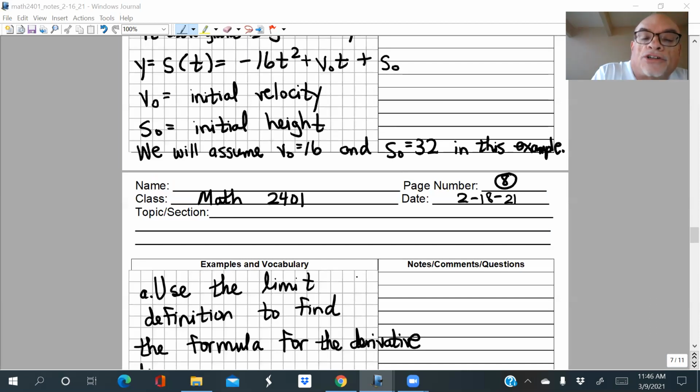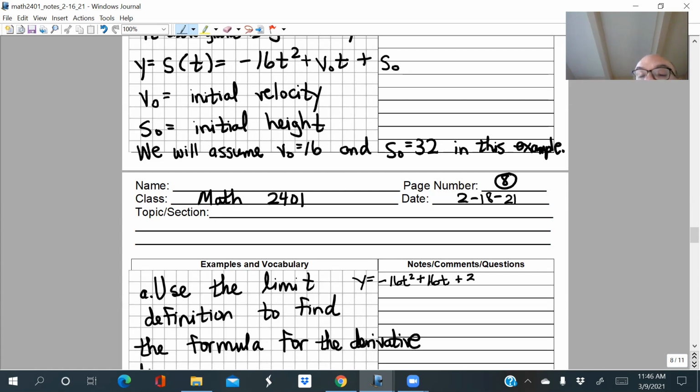All right, so we better fill in here the actual height function, right? So let me change my position here a little bit because I got to put in the right initial velocity and right initial height, right? So we have minus 16 t squared, and then plus that initial velocity, which is 16 times t, right? And then plus the initial height of 32. So there's the actual formula for this particular situation.